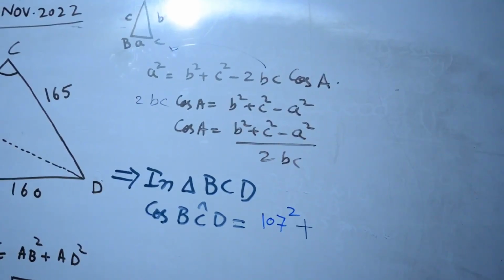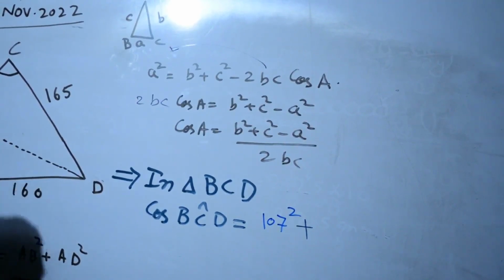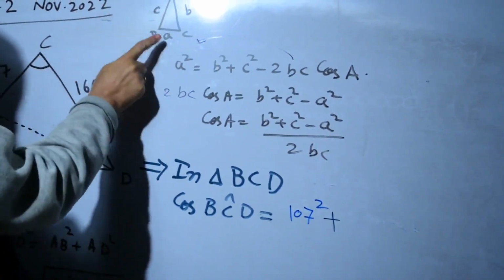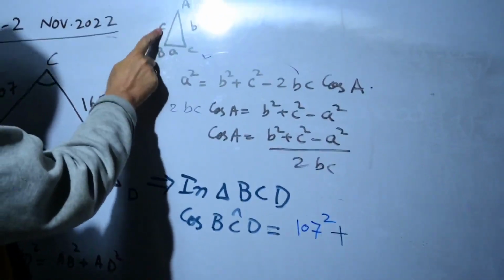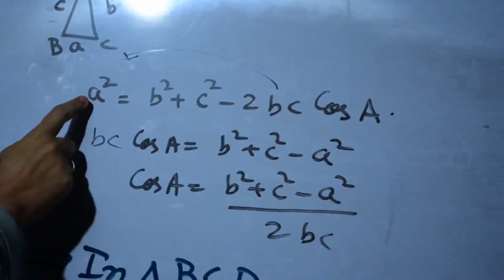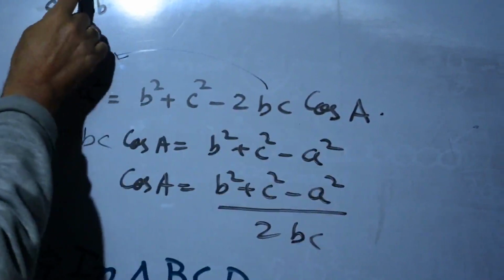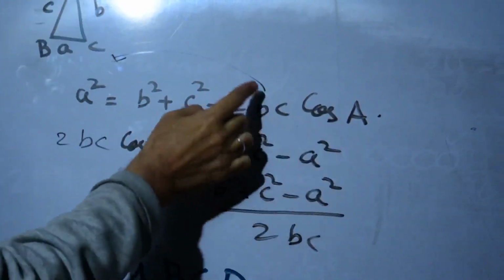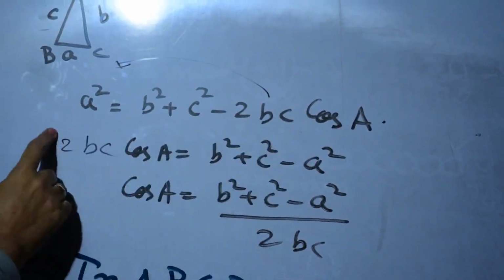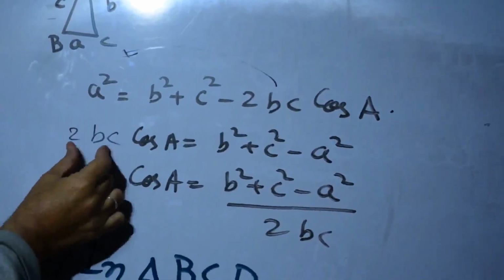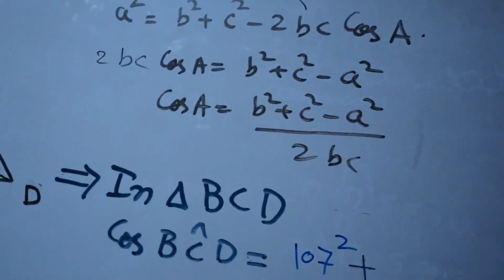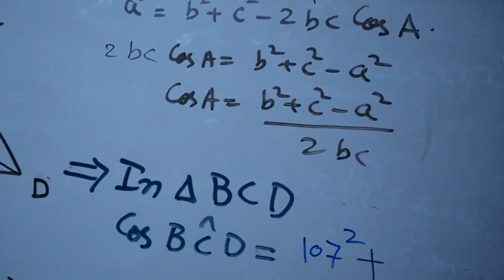So in any triangle, the cosine rule is a square is equal to b square plus c square minus 2bc cos A. Here a is the side opposite to angle A. So if we want to find cos A, shift it to this side and this to this side, this will become negative and this will become positive. When you shift this to the right hand side, this will become divided. So cos of A is equal to b square plus c square minus a square over 2bc.